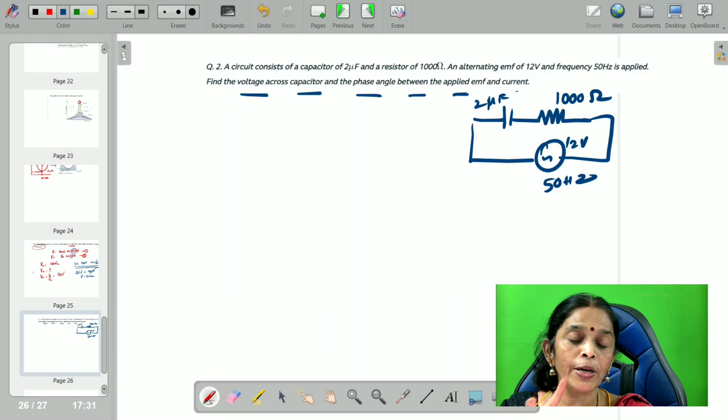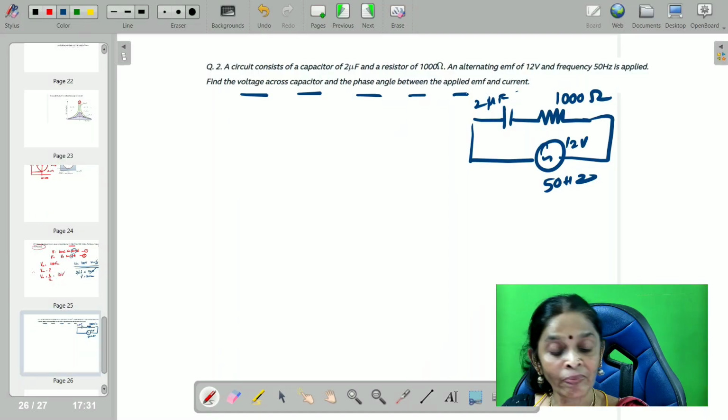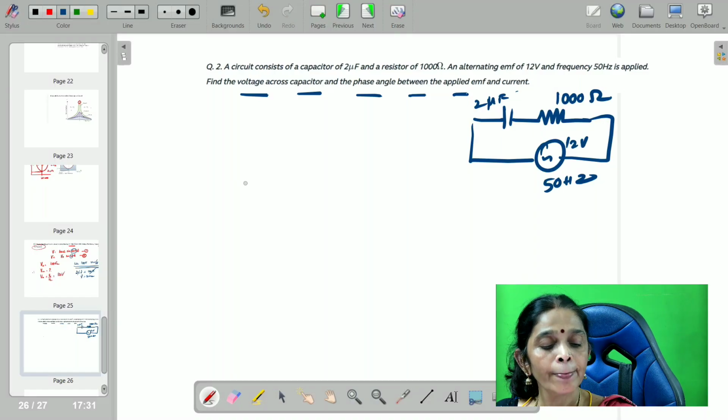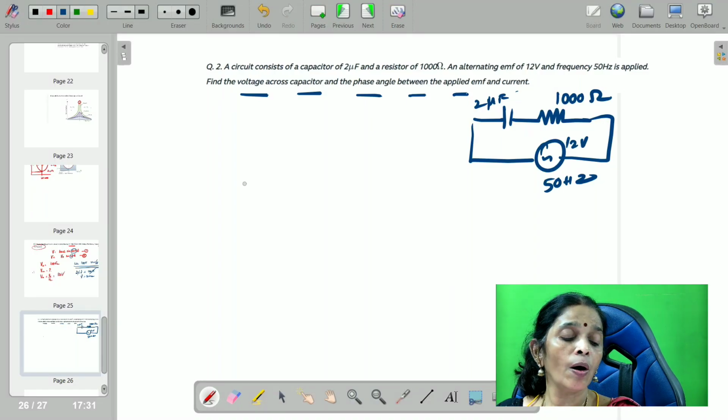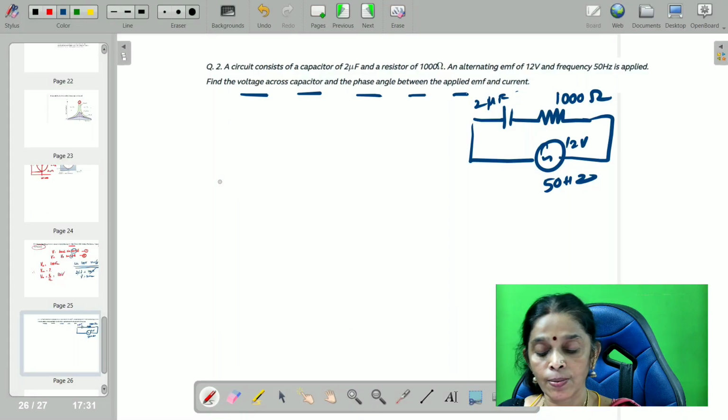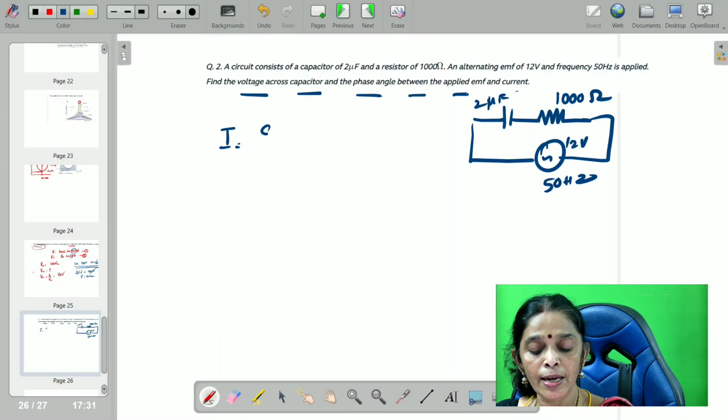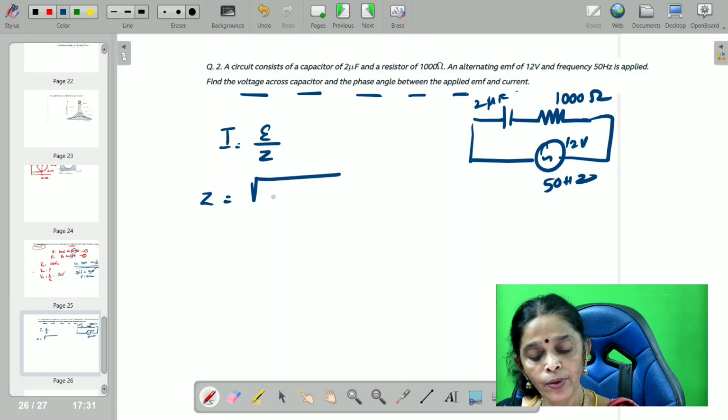There are two components given. Third component is not there. Just let us not bother about it. Here it is only 12 volt. Let us first of all find out the current. Otherwise, we have to find out the voltage. So we know that I is equal to E by Z. Z is equal to square root of R square plus XC square.